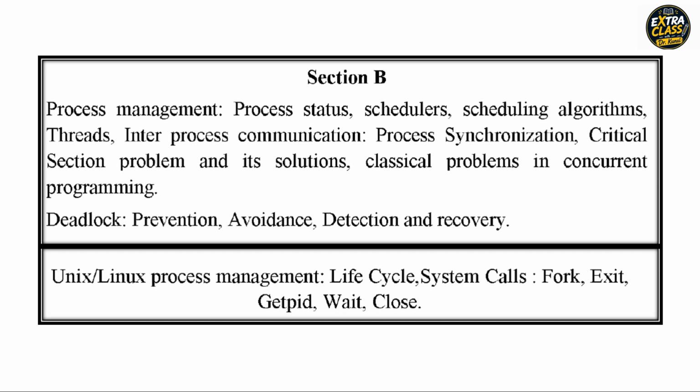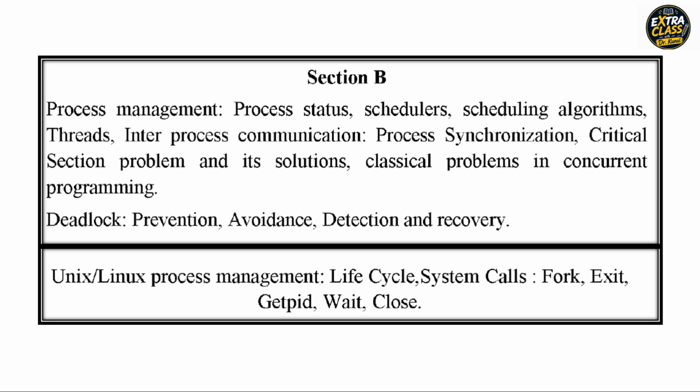In this section we have to discuss process management, like what is the process status, process state diagram, what is a scheduler, what are the CPU scheduling algorithms like FCFS, round robin, and shortest job first. Then we also have to discuss threads, inter-process communication, process synchronization, what is the critical section problem, how to solve the critical section problem, and what are the four necessary conditions. Then the classical problems, there are four classical problems.